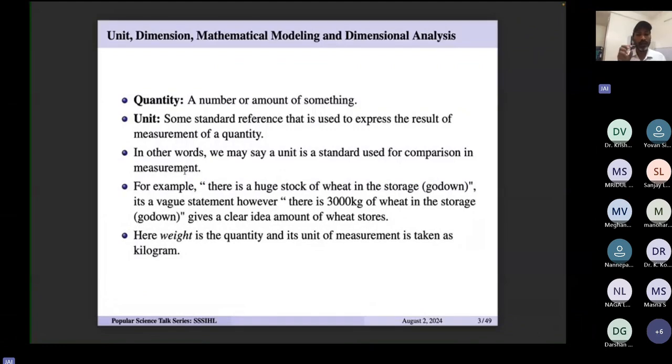If you talk without a unit or any reference of measurement, for example, somebody tells you that there is a huge stock of wheat in the storage or godown, then this is a vague statement. But if you say that there is precisely 3,000 kilograms of wheat in the godown, then the idea is very clear. So this 3,000 is the number that is followed by the unit kilogram. So weight is your quantity here, and we are using the kilogram unit, then the picture becomes clear. It gives you a comparison of the measurement that you are going to do.